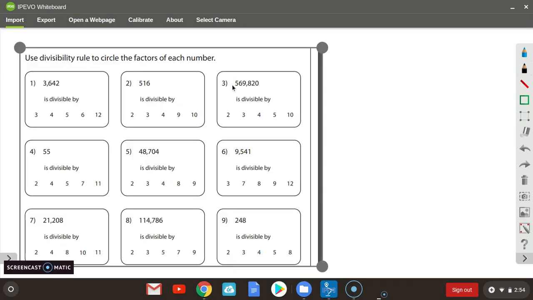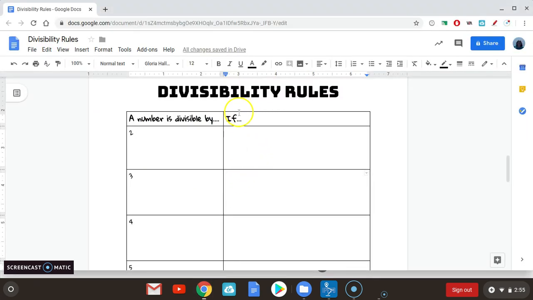But when I look at 569,820, I may not know what that's divisible by. So I have some strategies that I can use to help me determine what this number is going to be divisible by. You have your graphic organizer or note catcher that talks about the different divisibility rules. We're going to go through and I'm just going to add in the rules for a number, and then we'll go through and do some practicing.